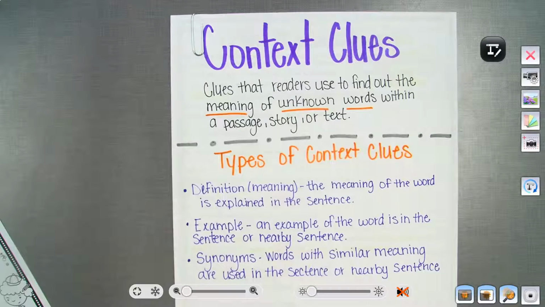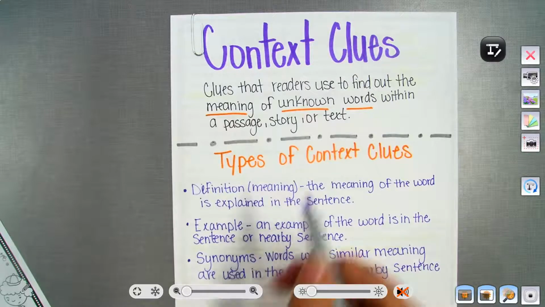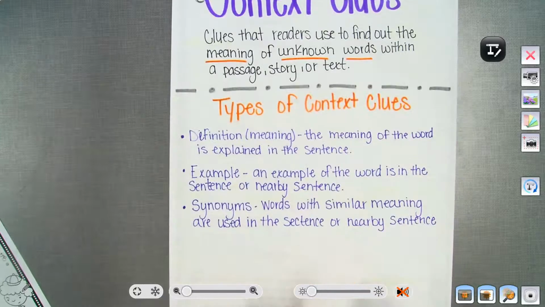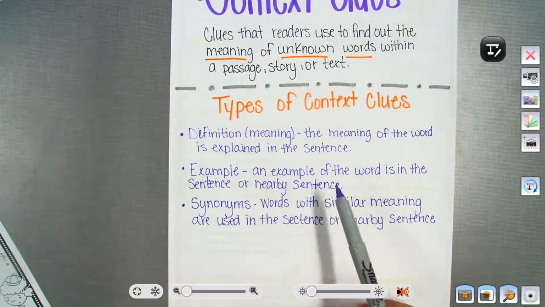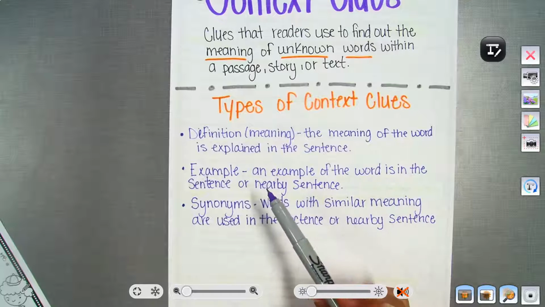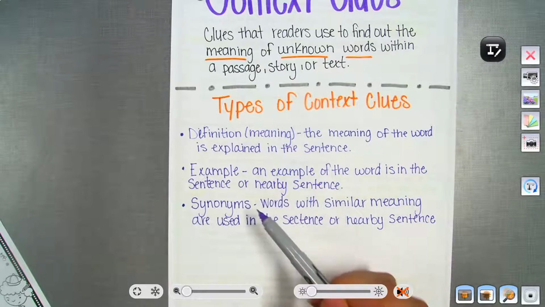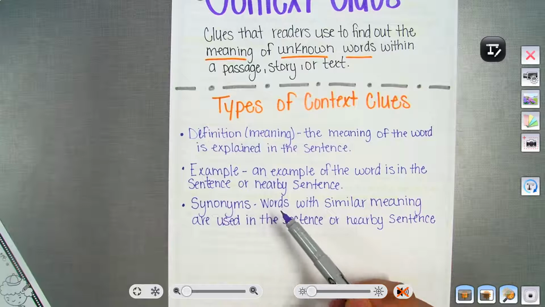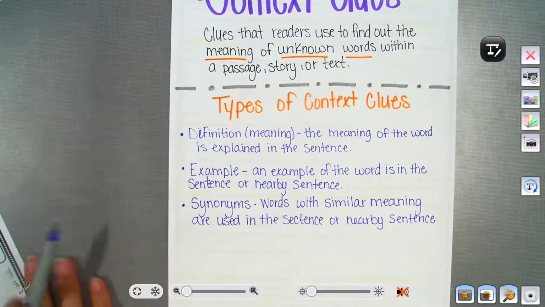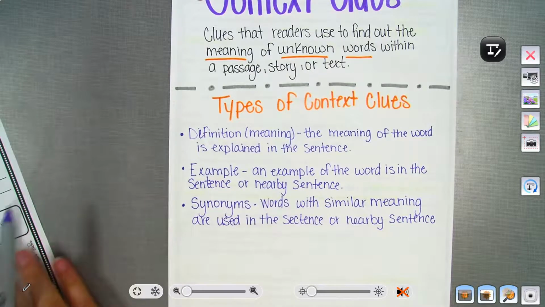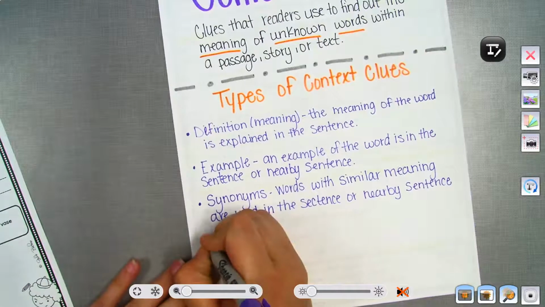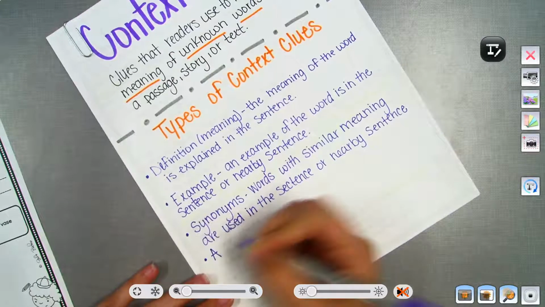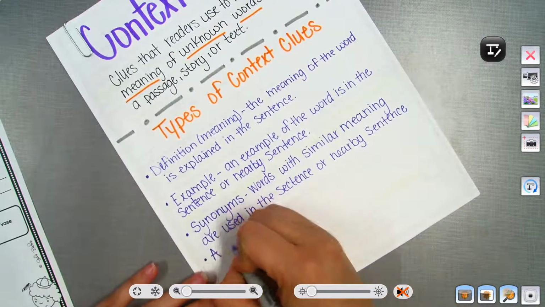So we've talked about 3 different types of clues that the author may put in. And so we've talked about definition, which means the meaning of the word is explained in the sentence. Example, an example of the word is in the sentence or nearby the sentence. Synonyms, words with similar meaning are used in the sentence or nearby sentence. And today we're going to talk about antonyms.